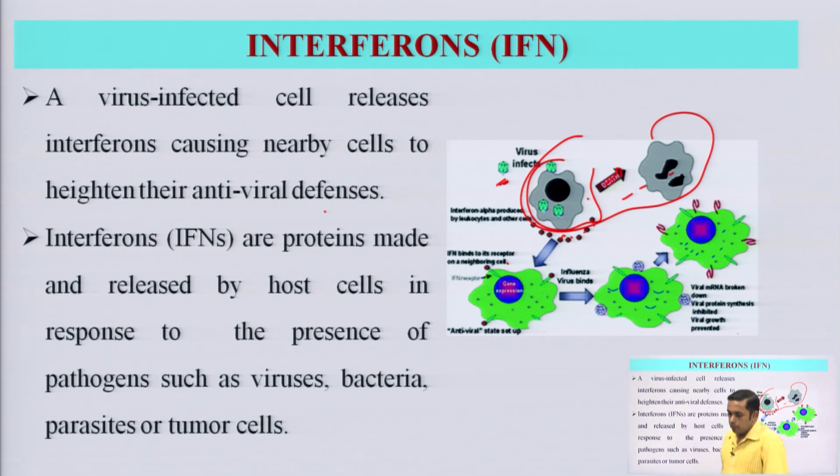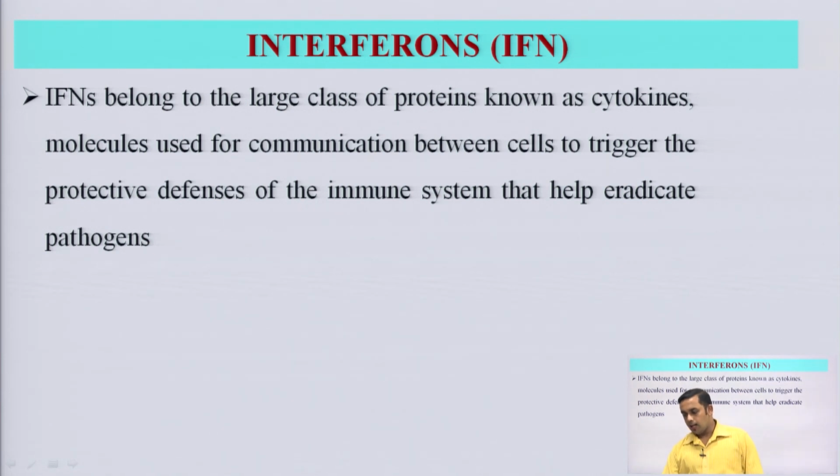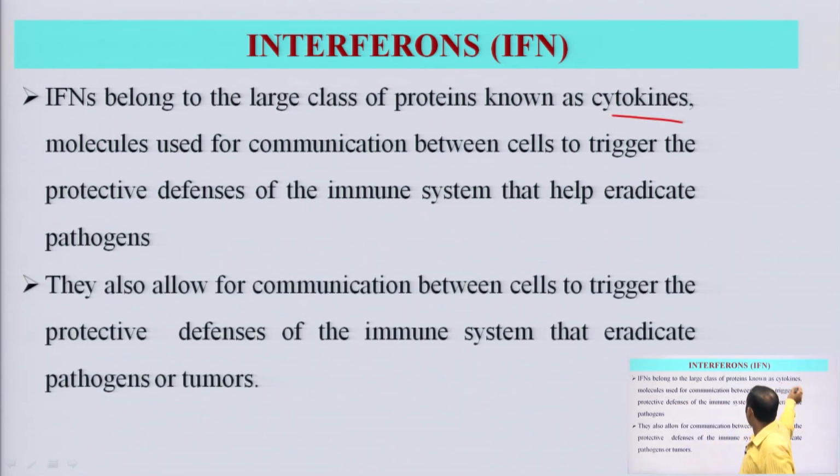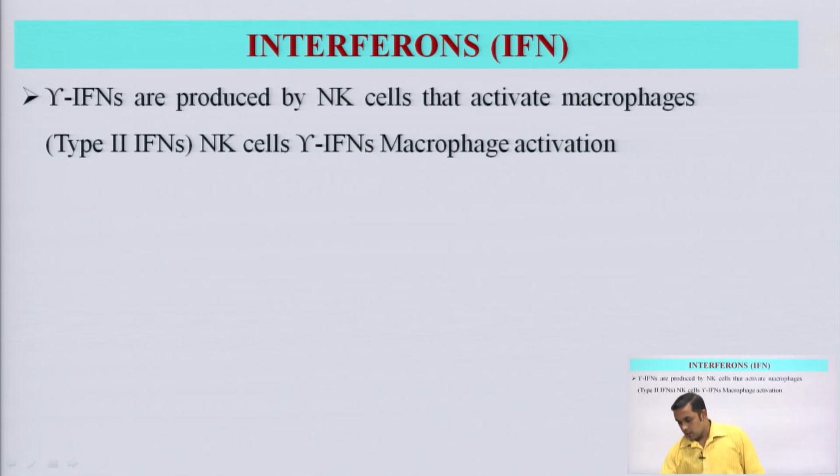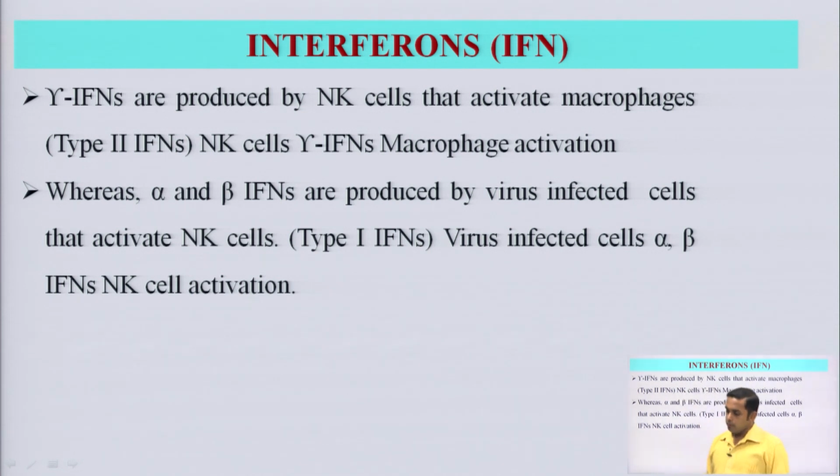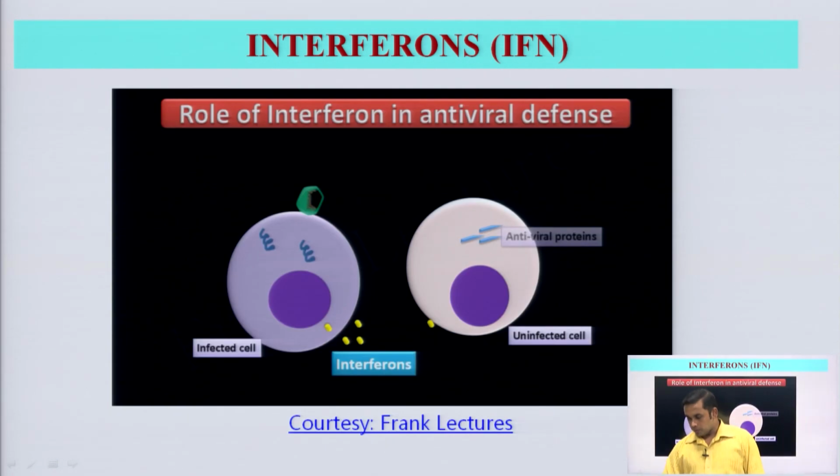Interferons are proteins released by the host cell in response to the presence of pathogens such as viruses and bacteria. They belong to the large group of proteins called cytokines, as you are already aware, molecules used for communication, and they trigger protective defenses of the immune system to eradicate the pathogen and tumors also. Gamma interferons are produced by natural killer cells that activate macrophages, whereas alpha and beta are produced by virus-infected cells that activate natural killer cells.